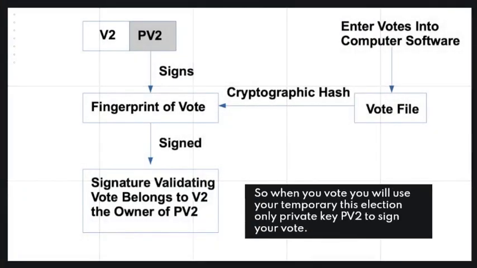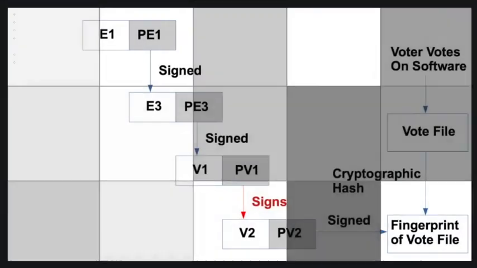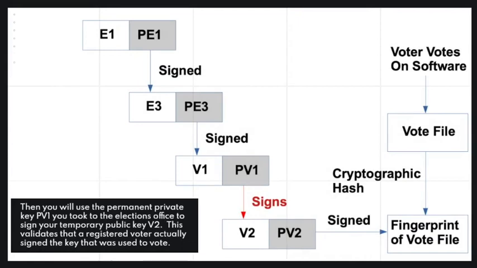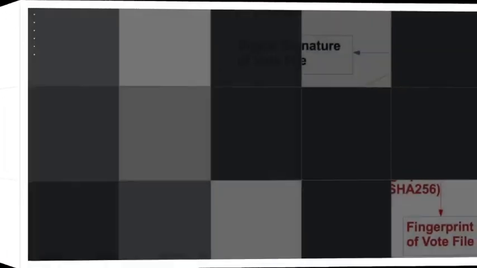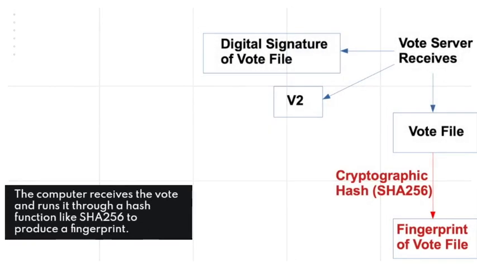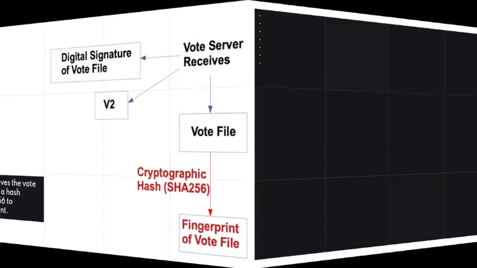So when you vote you will use your temporary this-election-only private key PV2 to sign your vote. Then you will use the permanent private key PV1 you took to the Elections Office to sign your temporary public key V2. This validates that a registered voter actually signed the key that was used to vote. When you electronically send in your vote, let's look at how the vote is validated. The computer receives the vote and runs it through a hash function like SHA-256 to produce a fingerprint.